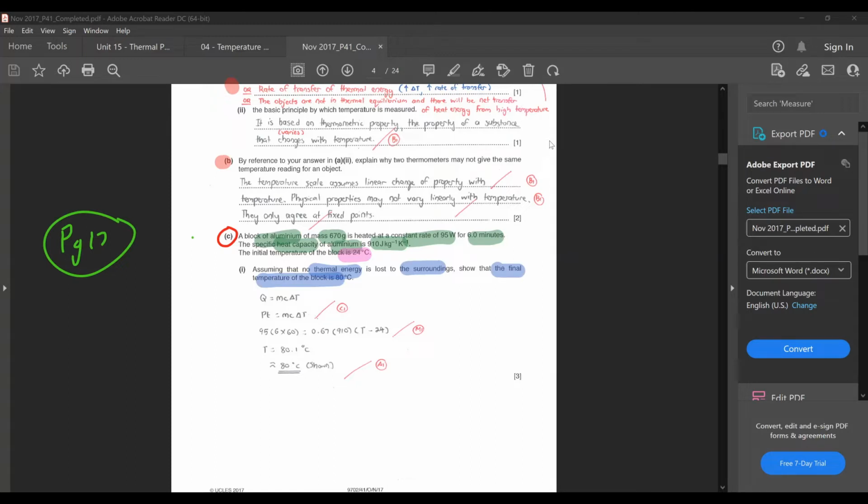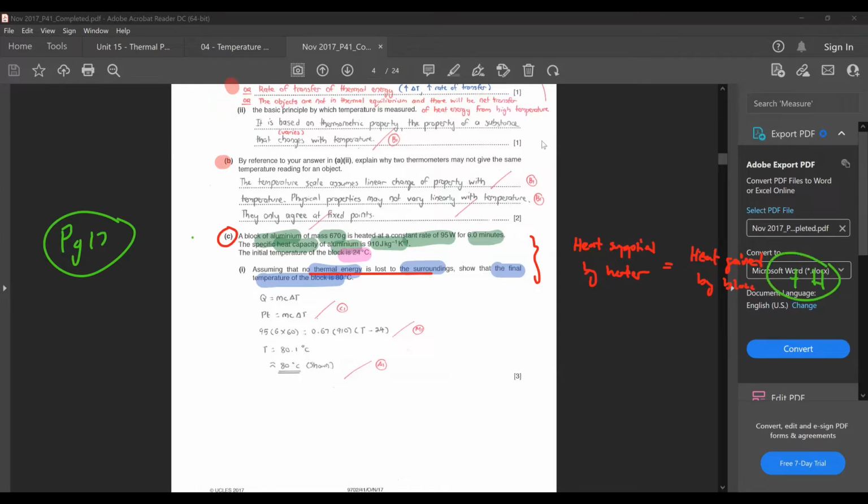So the keyword here is no energy loss to the surrounding, no heat loss to the surrounding. In a way, it could just mean this from what you've been reading here. Your heat supplied by heater is just the heat gain by the block. Now, if you have heat loss, you will have a plus H here.